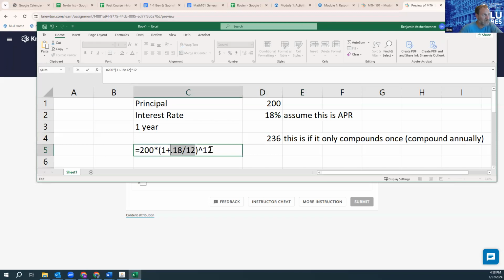I'm raising it to the 12th power because I compound 12 times. Why 12 times? Because it compounds monthly, and there's 12 months in a year. So then I do this basic same approach. Take the equal sign off here.